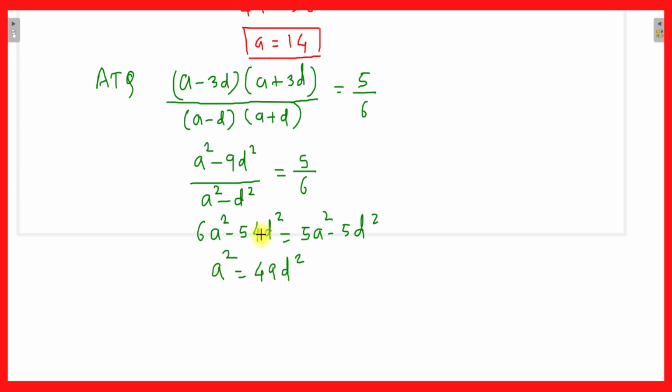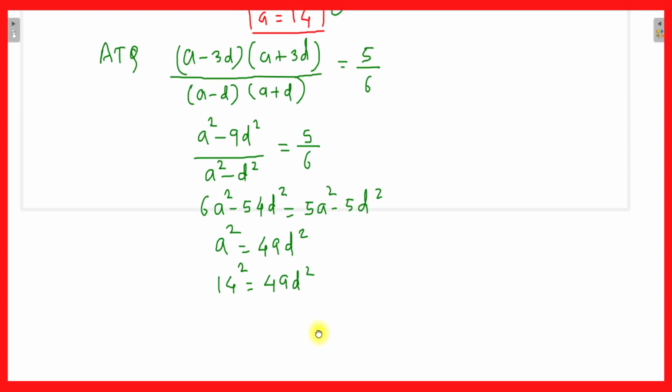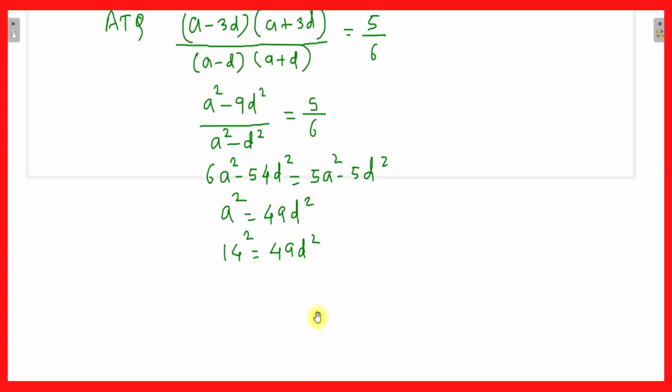Now we know the value of A is 14. So putting the value of A as 14, this will be 14 square, which is equal to 49D square. So 14 square is equal to 196, which is equal to 49D square. And therefore D square is equal to 4, and so D is equal to plus minus 2.